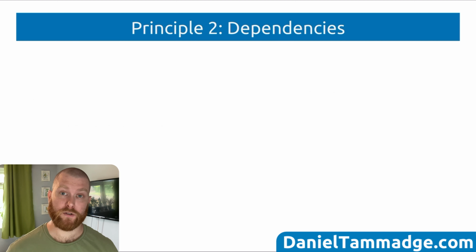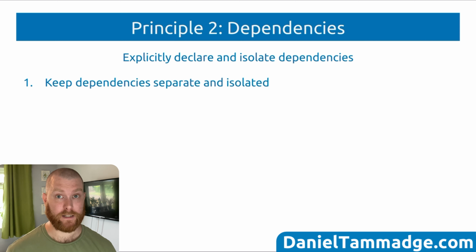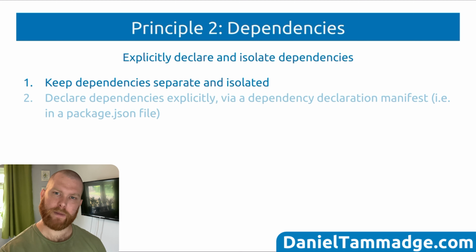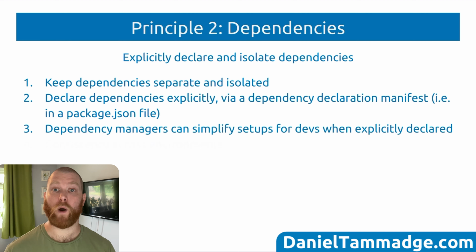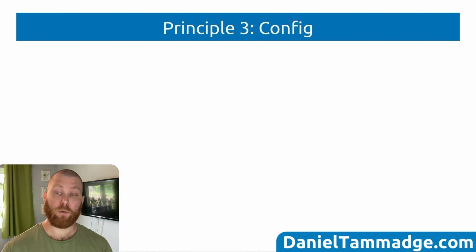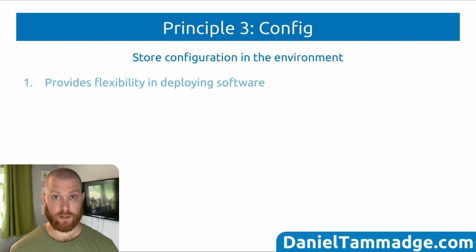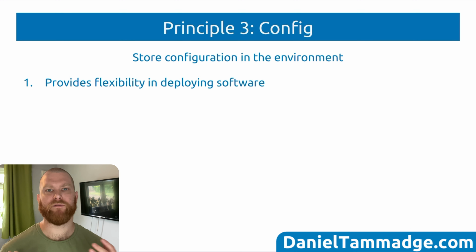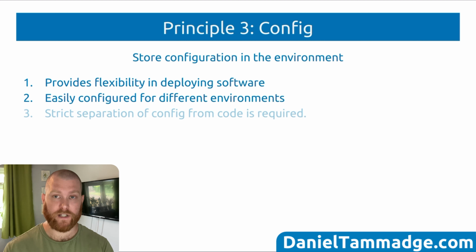Now, principle 2, dependencies. Explicitly declare and isolate dependencies. This principle emphasizes the importance of keeping dependencies separated and isolated. By declaring dependencies explicitly, developers can ensure that the software will work the same way regardless of the environment it's running in. Now, principle 3, config. Store configuration in the environment. Because storing configuration in the environment allows for greater flexibility in deploying software. It also ensures that the software can be easily configured for different environments.